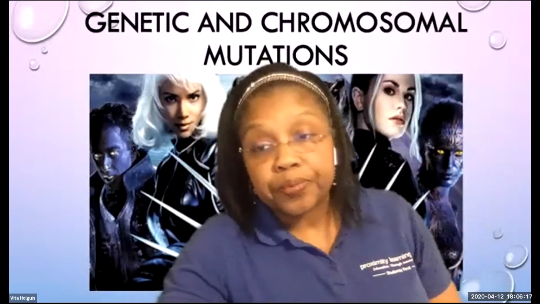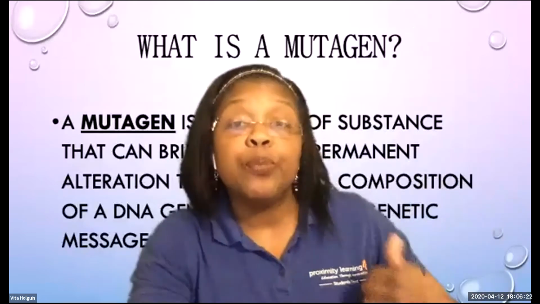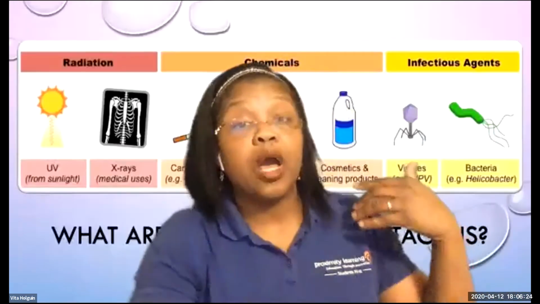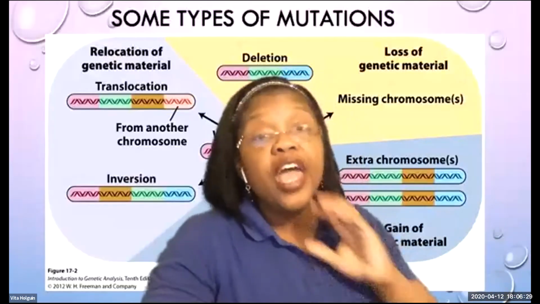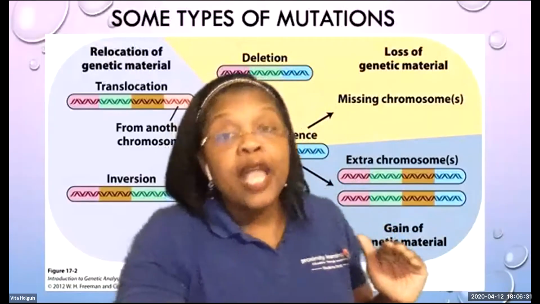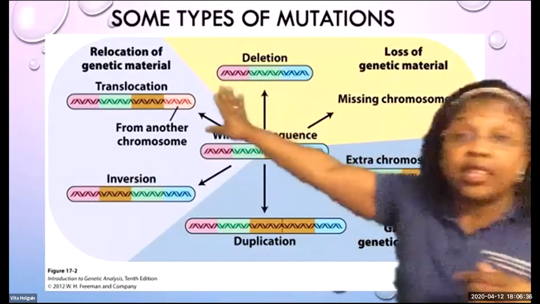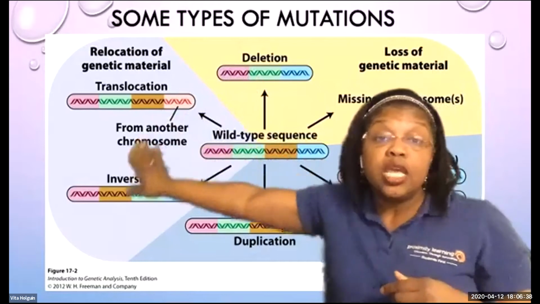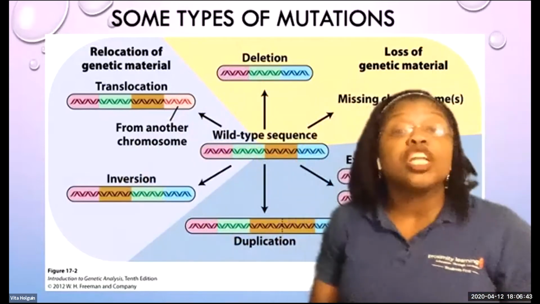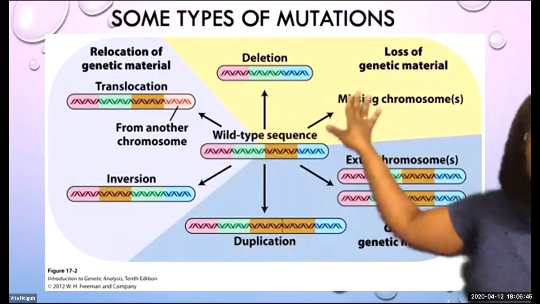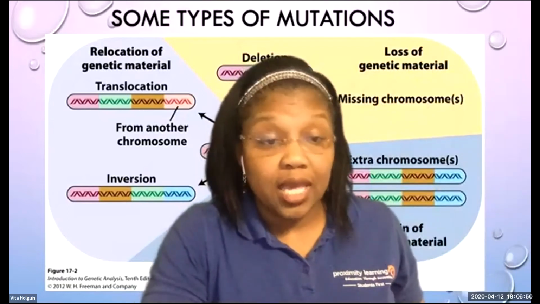We talked about what mutations are, what causes mutations, the different things that can cause them, the mutagens, and then the types of mutations. In part 1, we specifically looked at deletion, translocation, inversion, and duplication. In this video, we're going to specifically focus on missing chromosomes and extra chromosomes.